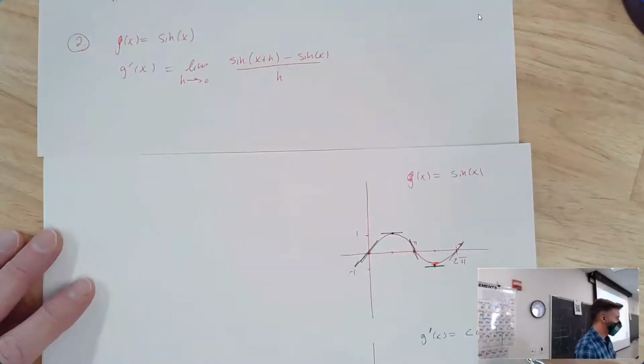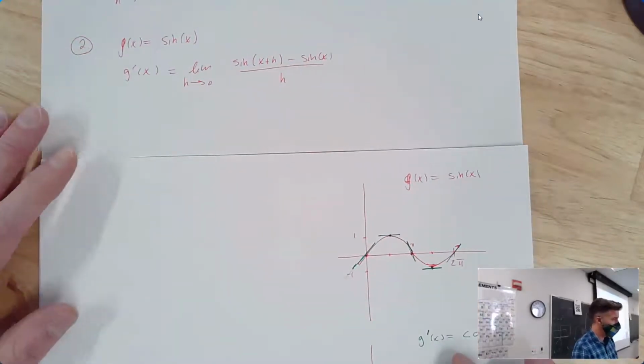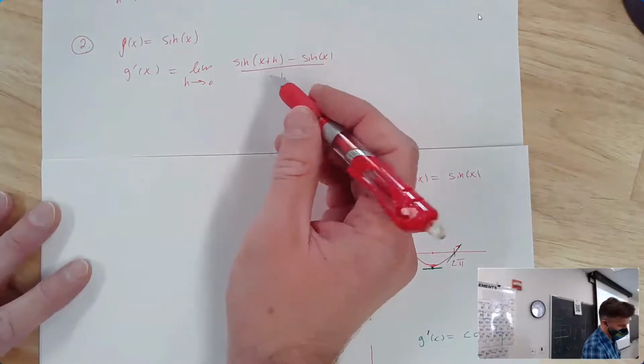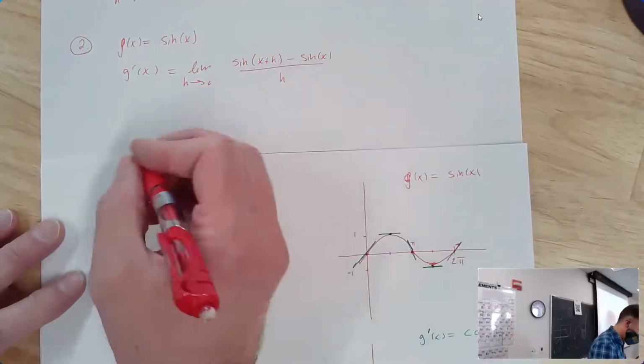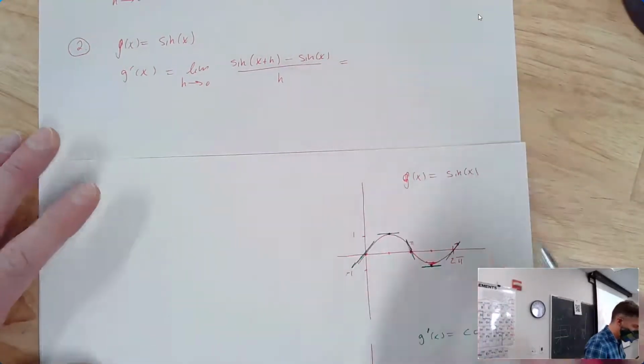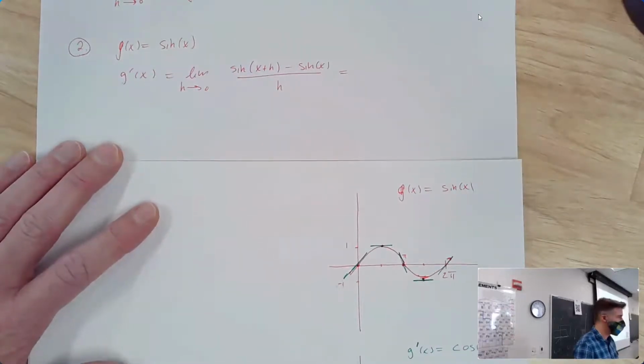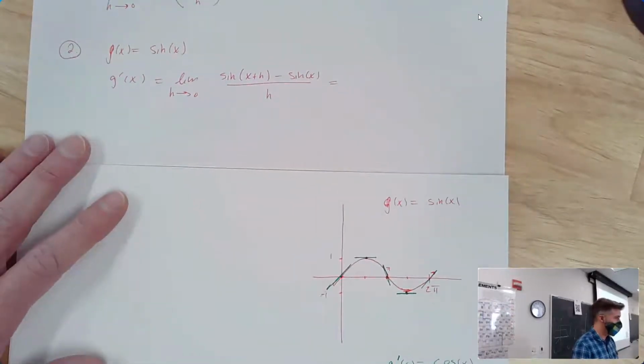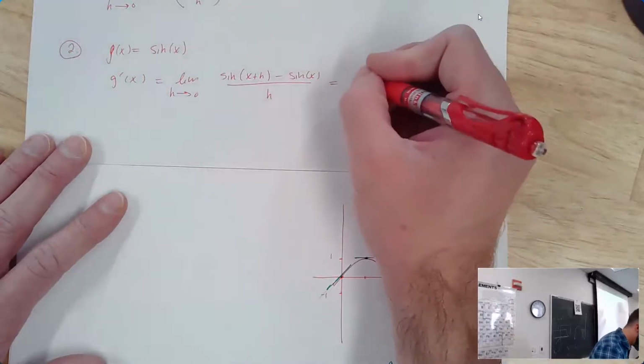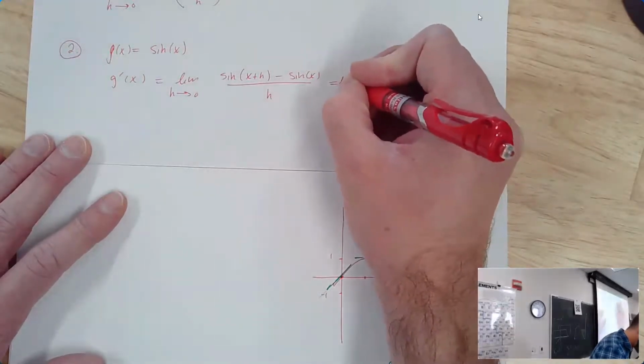It's probably worth looking at. Your teachers are probably going to show it to you. So let's look at this really quick because it's maybe worthwhile. We're going to rewrite sine of x plus h using the angle sum formula, and I need the limit.